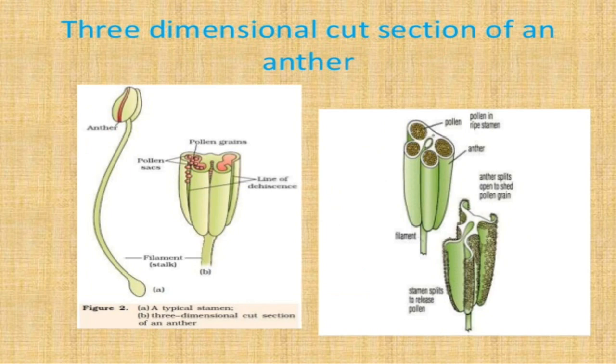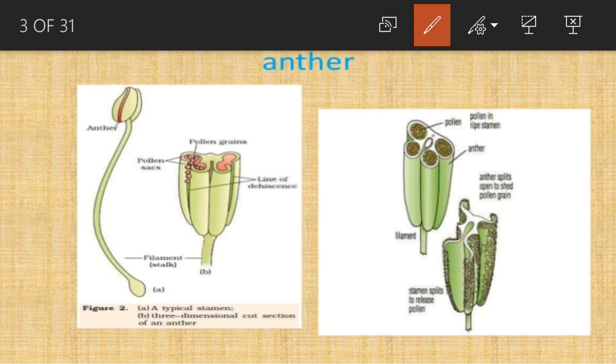Now this is the next diagram. It shows the stamens. The stamen consists of a filament, a narrow stalk-like structure, and the anther, which is a knob-like structure. If we cut the TS of the anther, we will see pollen sacs and the line of dehiscence from where it will liberate the pollen grains. So this is the filament.